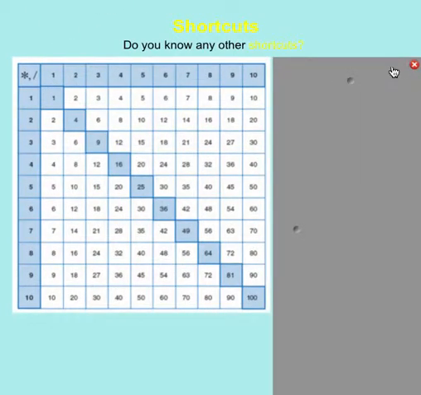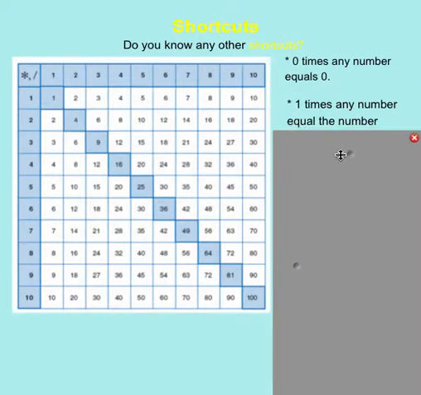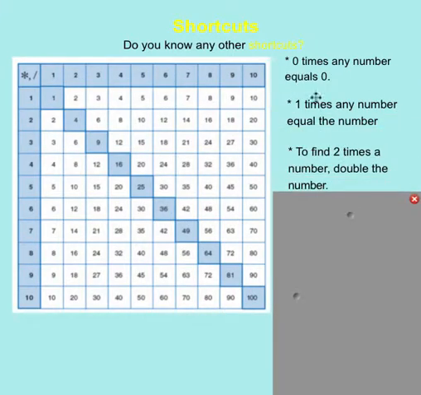Do you know any shortcuts that would help you with multiplication? There's a bunch of songs out there. But you know that 0 times any number is 0, so we don't have the zeros on the chart. 1 times any number equals the number. For example, 1 times 7 will be 7. If you want to find 2 times a number, you double the number. So if I wanted to find 6 times 2, I could either use my chart or I just know to double the number 6, which would be 12.